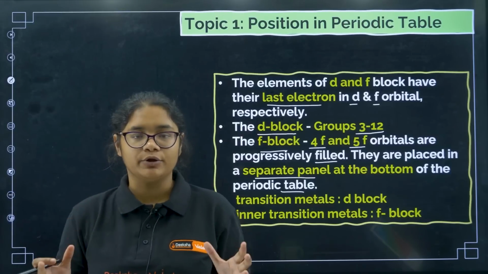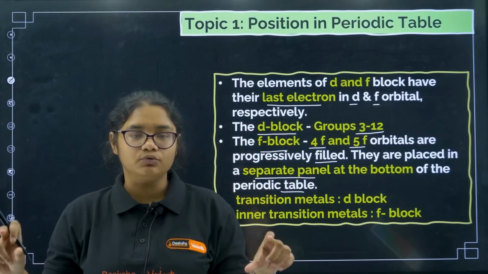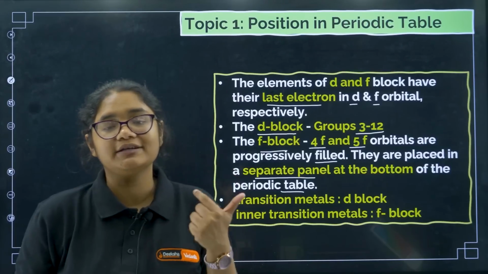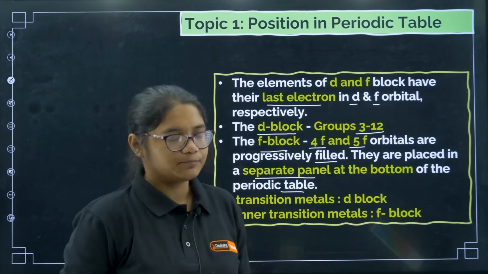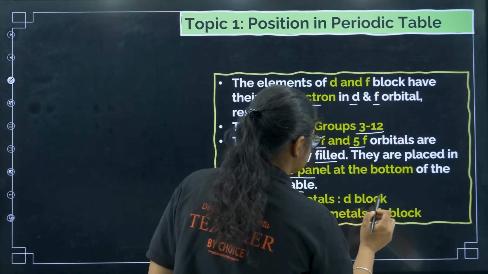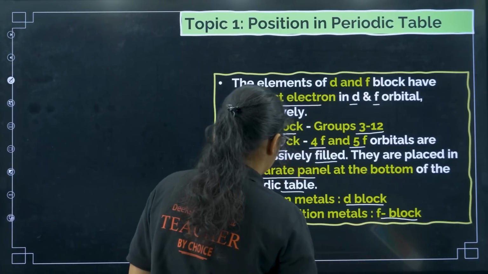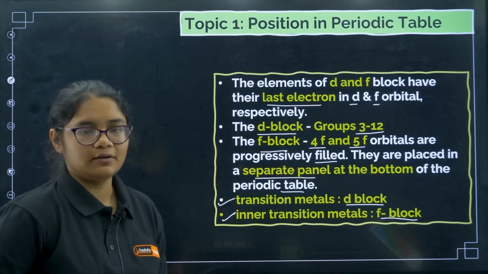If you have seen the periodic table, after the whole periodic table, below we have two rows. That is your lanthanoids and actinoids series. Clear? Now what are transition metals? D block elements are called transition metals and F block elements are called inner transition metals.